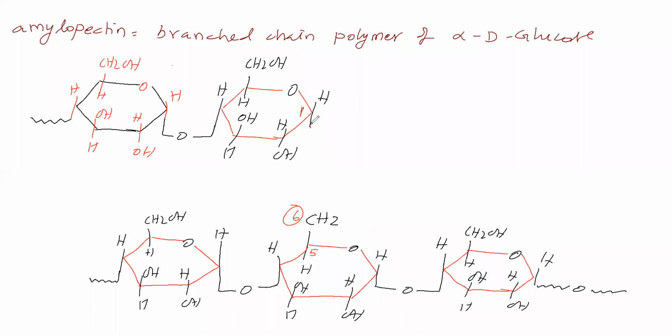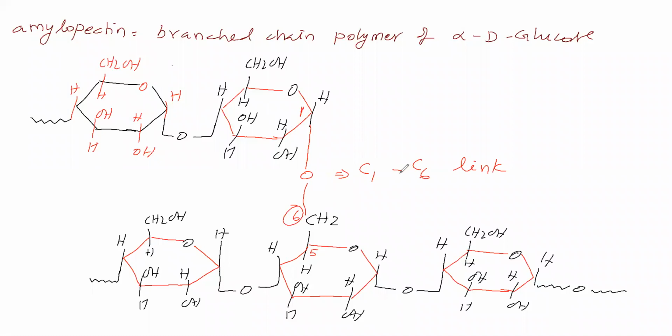So here glycosidic linkage is possible, the C1 C6 glycosidic linkage. This is called a branched chain polymer of alpha D glucose. This is called amylopectin. Amylopectin means branched chain, and the branch is a C1 C6 link.